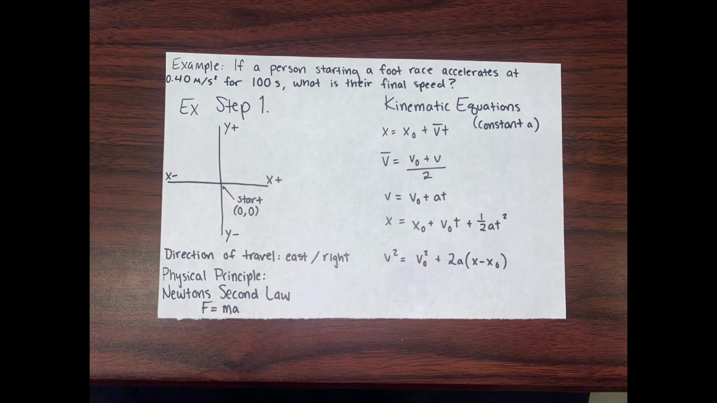There is no one-size-fits-all solution to every problem, but there are some steps we can take to organize our problems in a way that gives us the best chance of solving them correctly. I'm going to use each of these steps to walk us through an example problem, which is going to be, if a person starting a foot race accelerates at 0.4 meters per second squared for 100 seconds, what is their final speed? Starting with step 1, which is, examine the situation and determine what physical principles are involved.